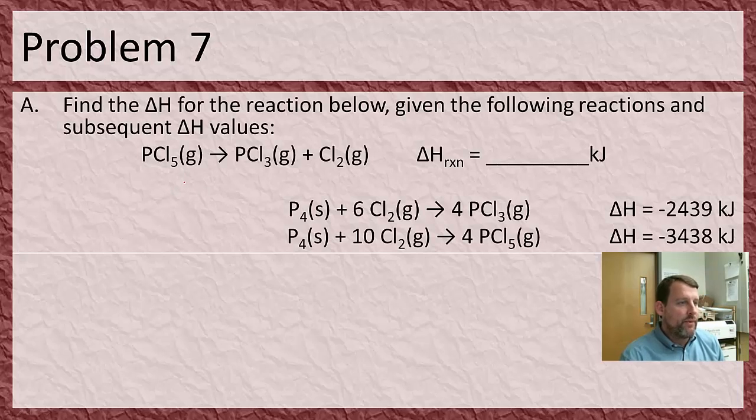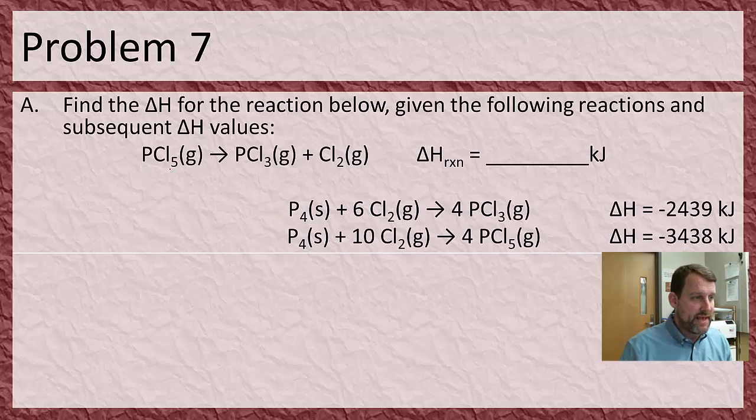So in this problem, we want to find the enthalpy of PCl5 going to PCl3 plus Cl2, and this is really phosphorus pentachloride and phosphorus trichloride and chlorine gas. So we're going to play with these equations some to kind of get there. So how do we do this?